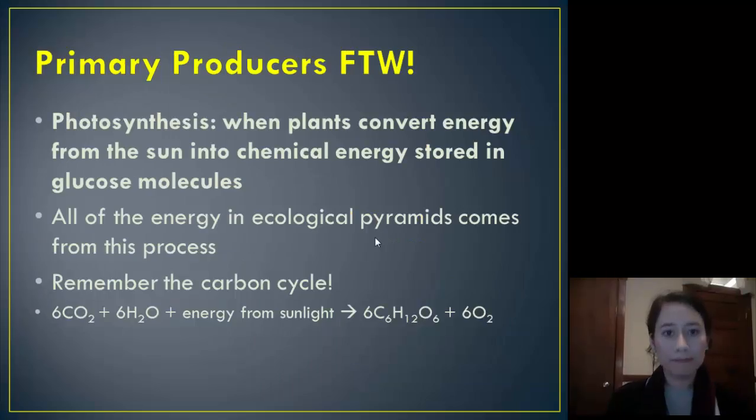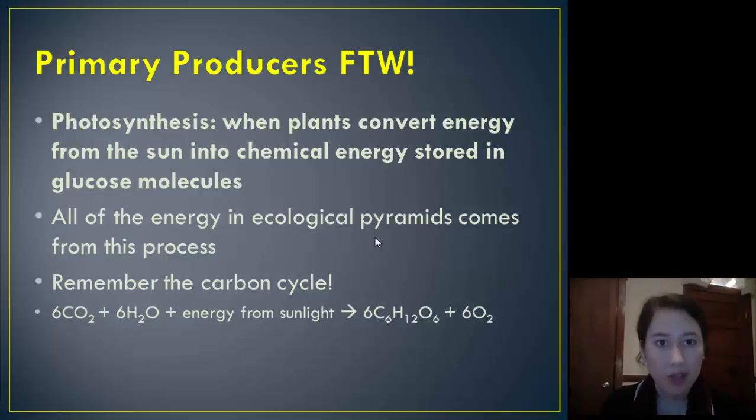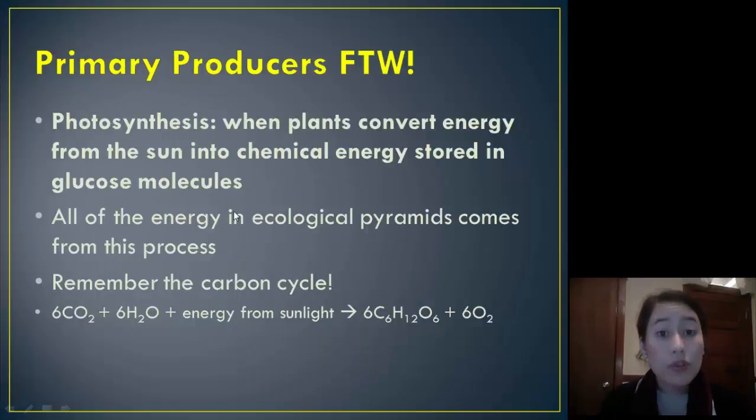Okay, so let's talk a little bit more about what I mean by the transfer of energy through the pyramid. The most important thing that we have to talk about today in terms of energy is this process called photosynthesis, and it's done by primary producers, that first real level right here of our pyramid. Primary producers do photosynthesis, and they take energy from the sun and convert it into chemical energy that they store in glucose molecules. So all of the energy that we see in the ecological pyramid comes from this process.